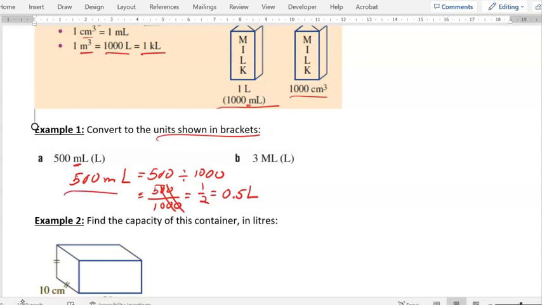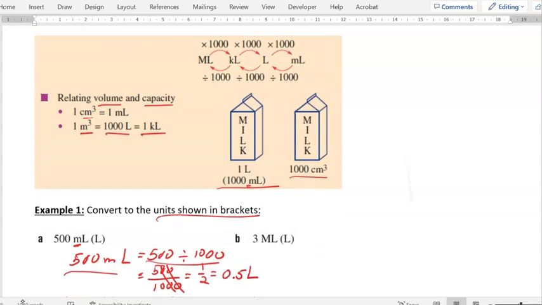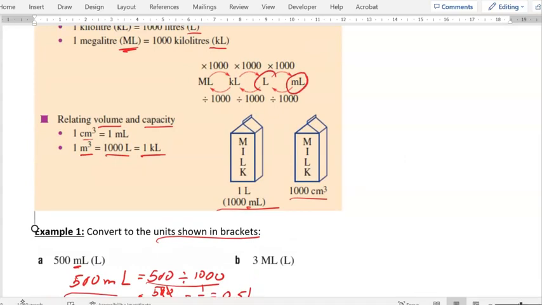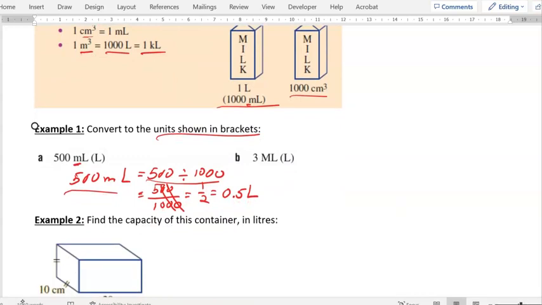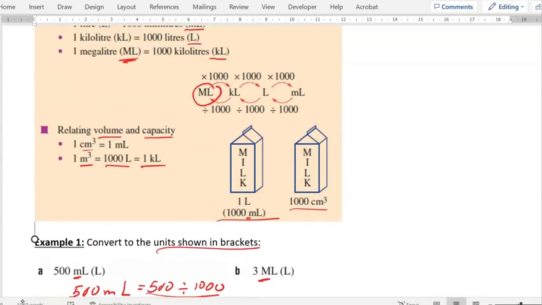So 500 milliliters is 500 divided by 1,000, because that's how we get from milliliters to liters. And that shows us that it's 0.5 liters. That's the conventional way to write it. Now look at this. This is a capital M. So we have 3 megaliters. Megaliters. And we want to find that in liters. So it's a couple of steps here, as you can see.